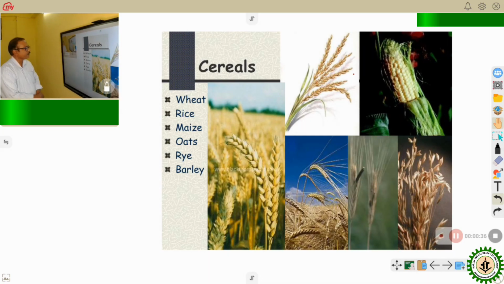Cereal grains, there are different types of cereal grains: wheat, rice, maize, oat, rye, barley. Many are millets. Nowadays, millets are also included into the cereal class. Cereals are mostly members of the Graminae, the grass family, and these are seasonal crops. They provide a lot of carbohydrate and are an energy source. That is why cereal grains are a staple food for humans. Huge quantities of cereals we consume every day along with other substances.